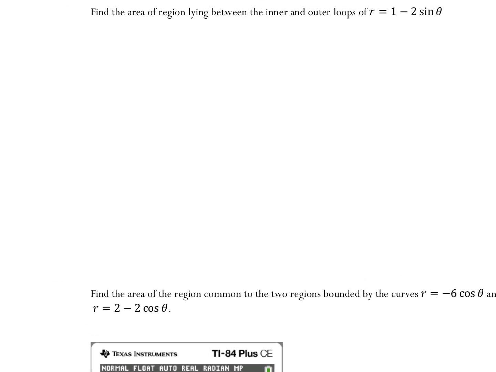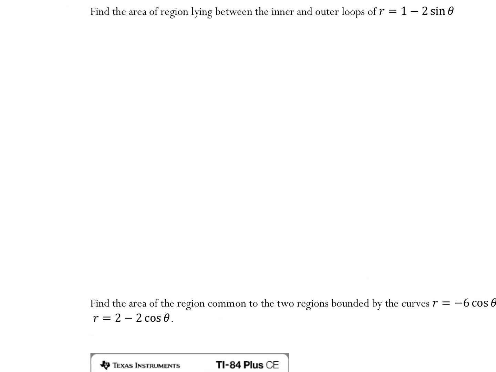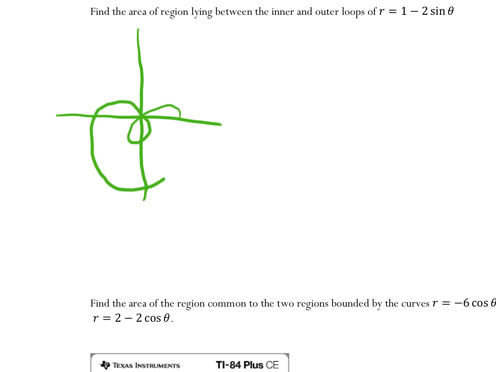Okay, so let's go ahead and look at this next one where we have r equals 1 minus 2 sine theta. I'm going to give you guys a second. Go ahead and type that in your calculator so you can get a feel for what this looks like. And hopefully you have a graph that looks kind of like mine. And we can certainly see there's an outer loop and an inner loop.